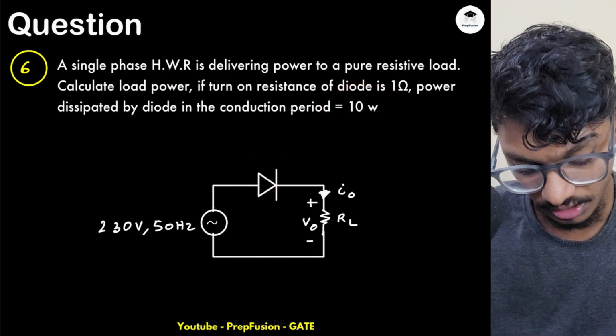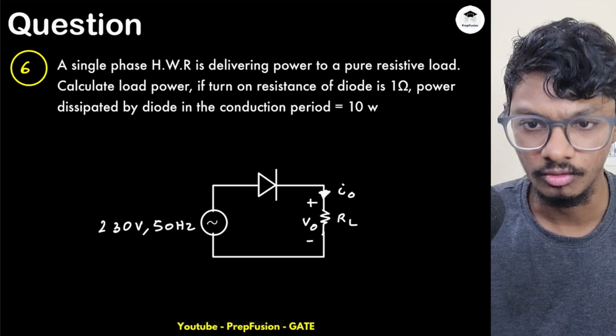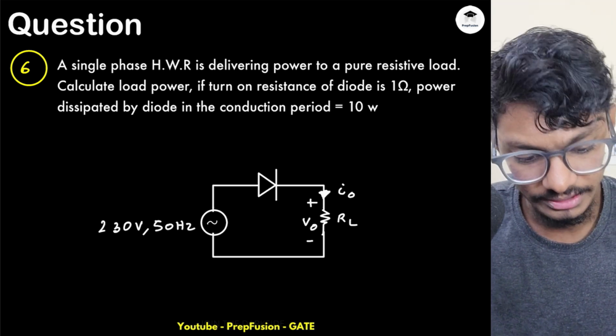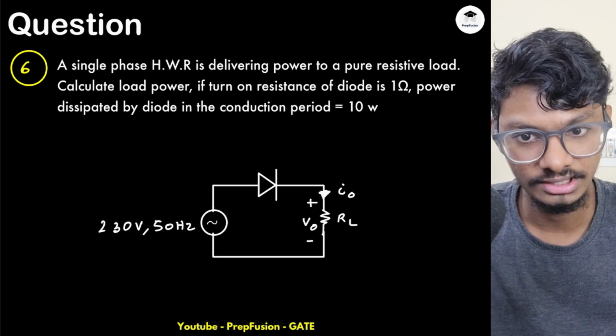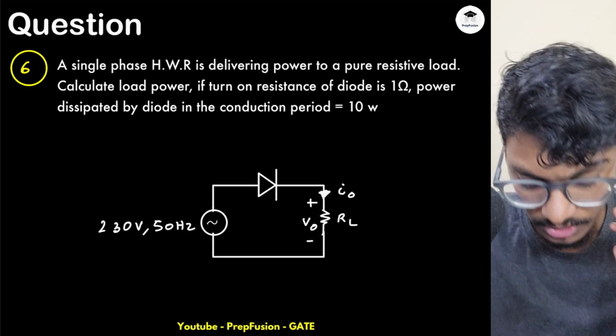Then what is the power delivered to the load? So how do you solve this type of question? There are two methods to solve this question. One is through waveforms, another one is simply the objective way. So what is the objective method?